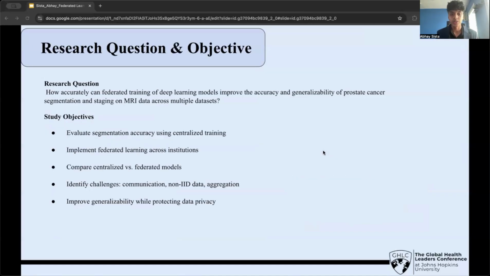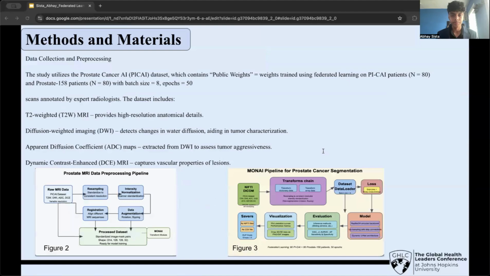After identifying the challenges with generalizing AI models for prostate cancer diagnosis, I based my research on one main question: how accurately can federated training improve the performance and generalizability of deep learning models for prostate cancer segmentation across multiple MRI datasets? So, I had to evaluate segmentation accuracy using centralized training, implement federated learning across institutions, compare centralized versus federated models, and overall improve the generalizability.